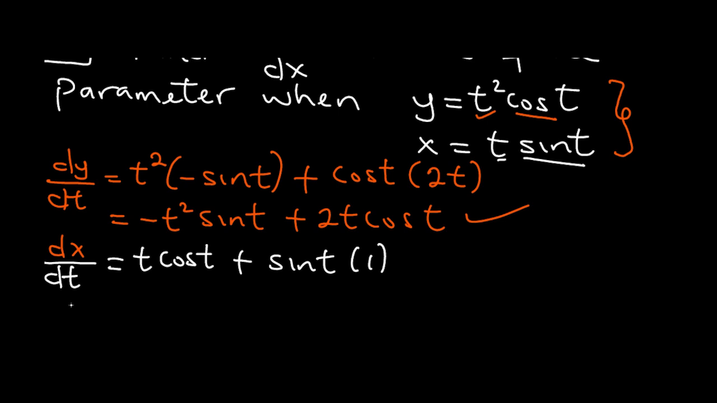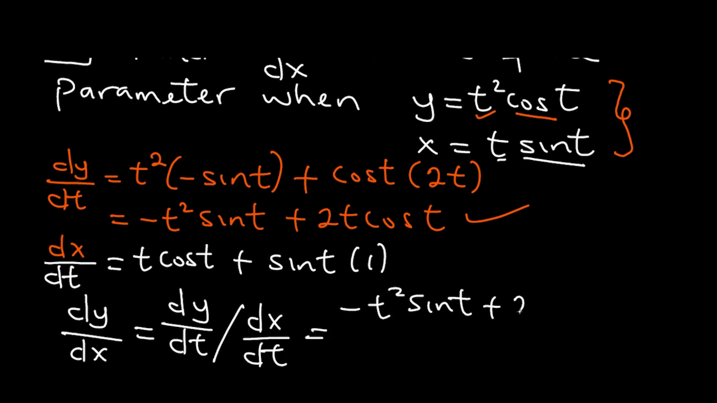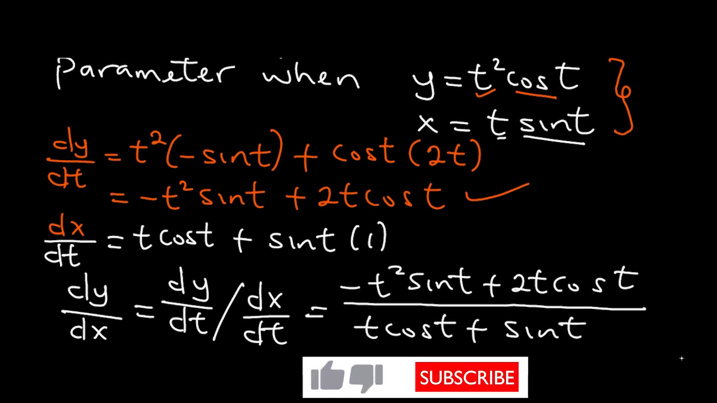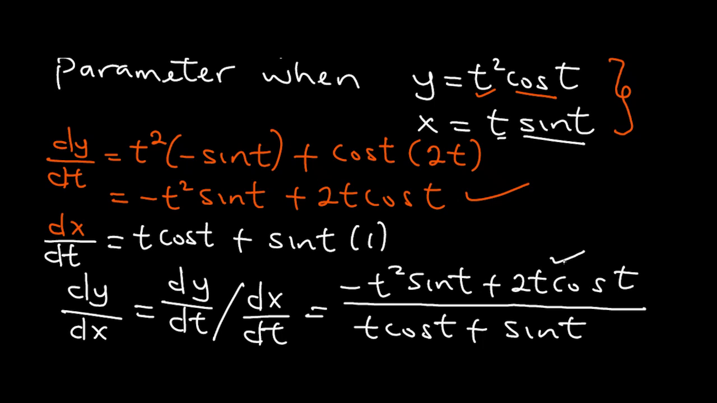These are parametric equations. The dy/dx is equal to what? dy/dt over dx/dt, and then we make the substitutions. The dy/dt is minus t squared sin t plus 2t cos t over dx/dt. The dx/dt is t cos t plus sin t. So that's what we have for that case. For the numerator, it doesn't matter which term comes first. It's still the same thing.